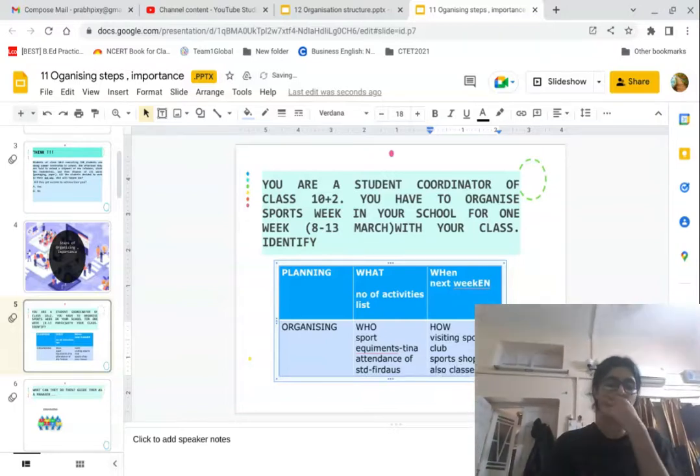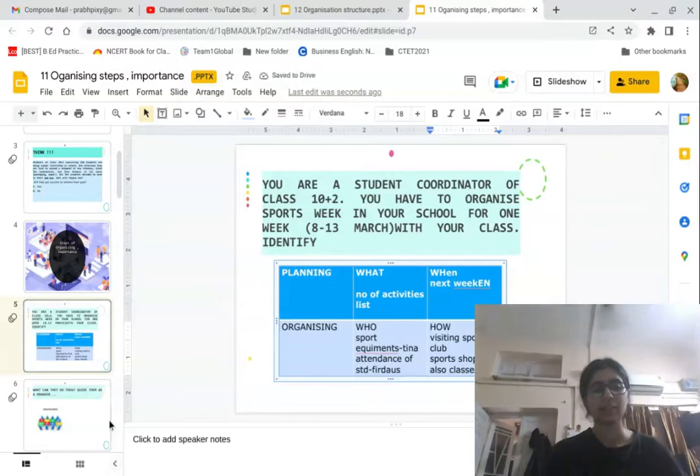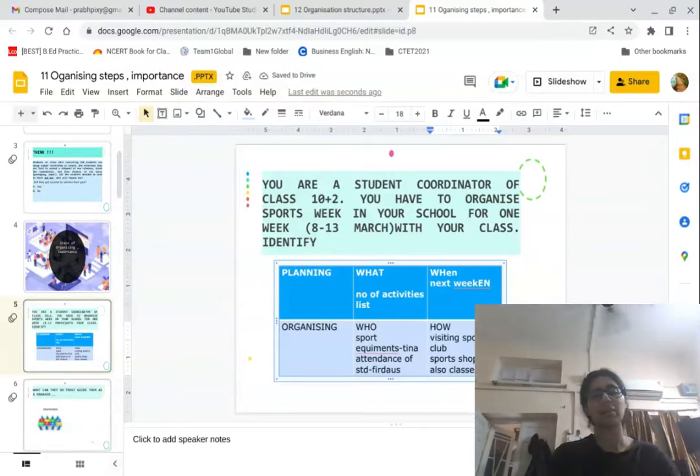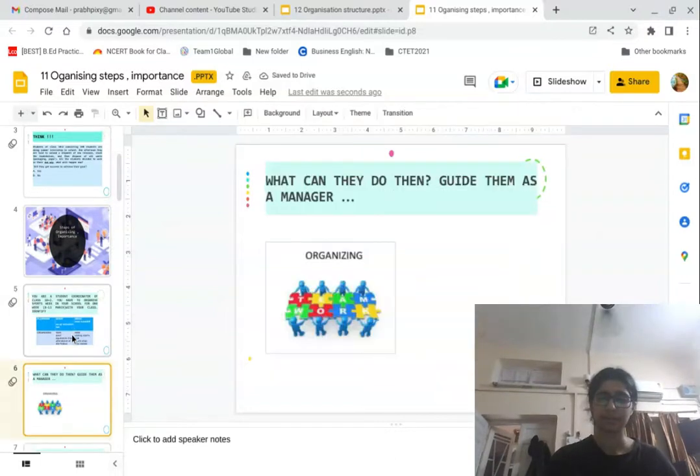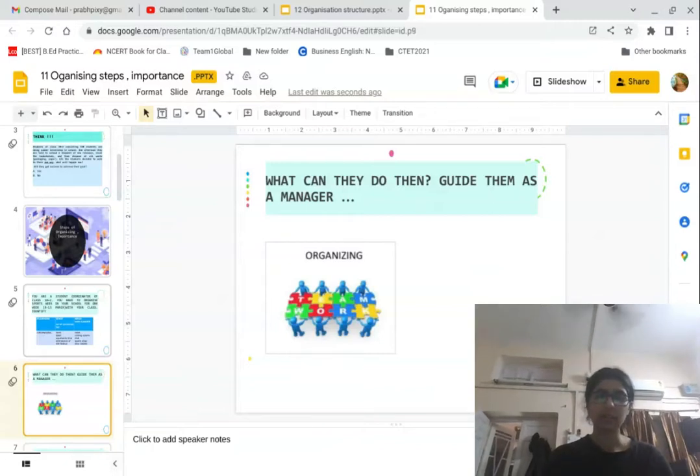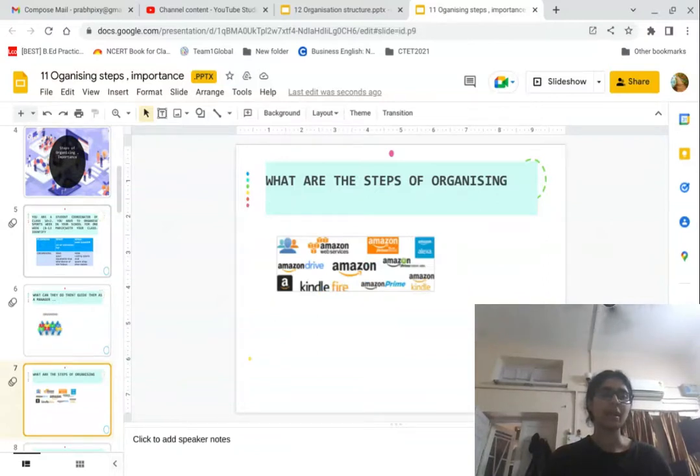Very good, class. So now you know how to plan and organize things. In the same way, in an organization also, planning and organizing take place. These are the first step in every organization. Now you are the manager and you can guide them, so that you can organize things in a better way. You can be the leader, you can become the organizer for them. So now you know these steps. What are the steps of organizing?